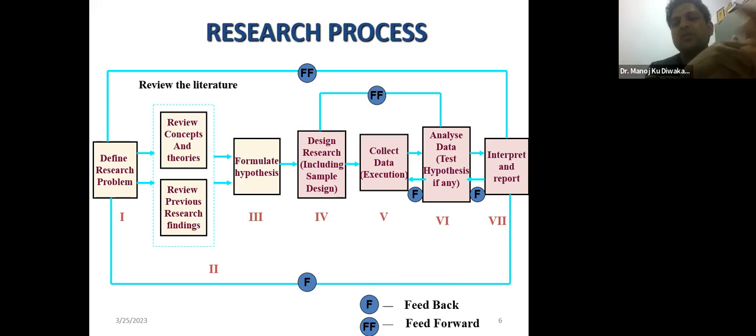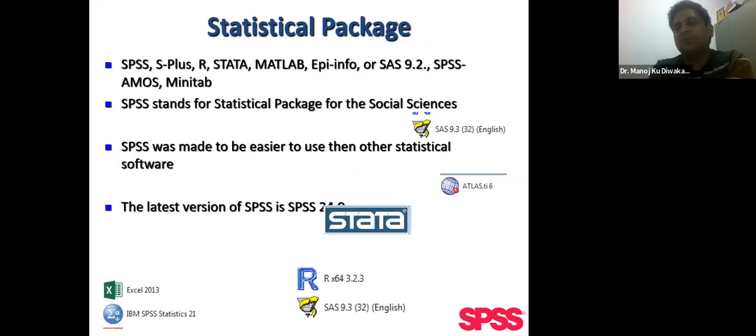Then we will talk about the interpretations, and then you will be submitting your reports and other activity. After this, you can see that there are a lot of packages available for statistical analysis. You might be familiar with a lot of open source software, and paid versions are also available. We will talk about SPSS, Statistical Package for the Social Sciences, Stata, R, Minitab, SAS, and many others that are available.